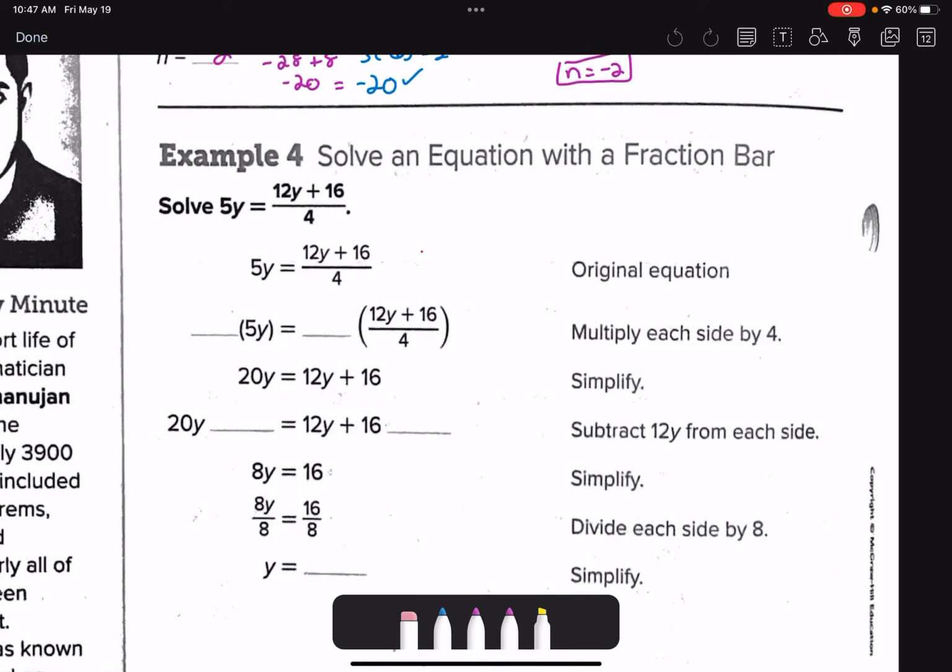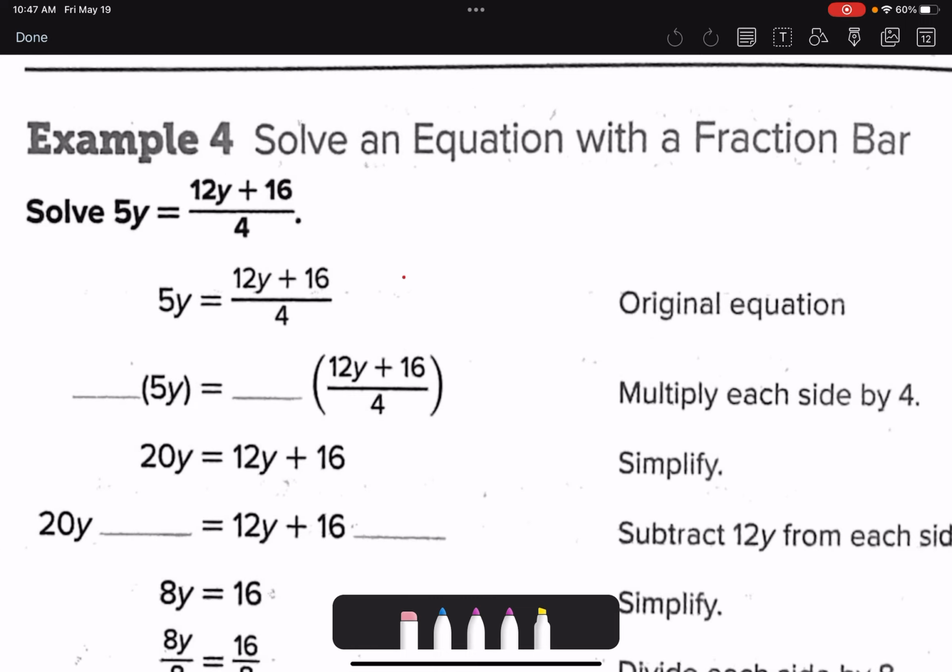All right, this is lesson 2.4, example 4. This is how you solve equations with a fraction bar. Hopefully you guys have in front of you somewhere on the paper, or somewhere else in the book, my step-by-step instructions on how to solve equations. So let's go ahead and take a look here. So it says solve an equation with a fraction bar.